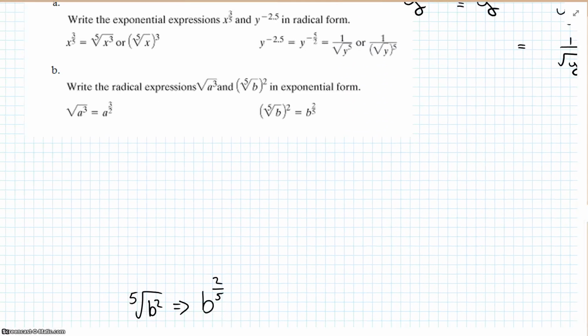Find the radical expression of the square root of a cubed. So that's just a to the 3 halves. The fifth root of b squared, so that's just b to the 2 over 5. Okay? Pretty easy. Let's move on.